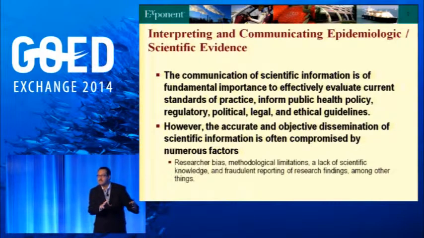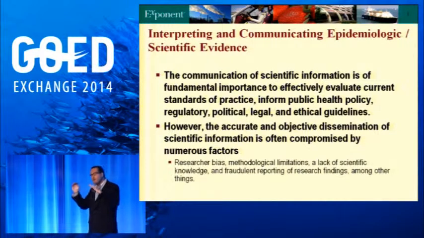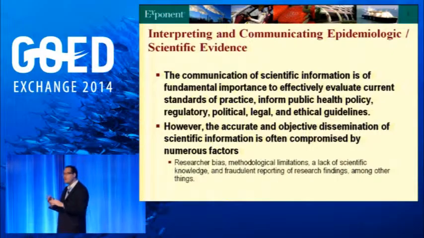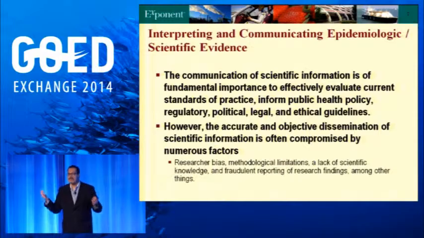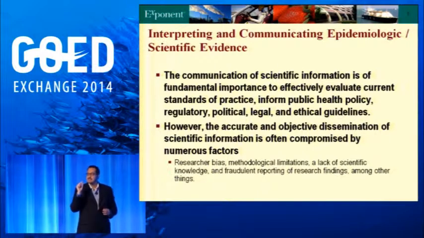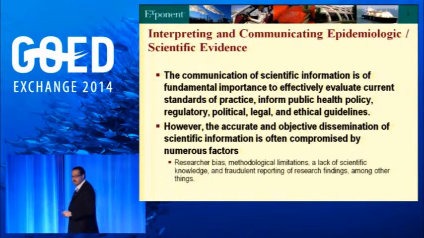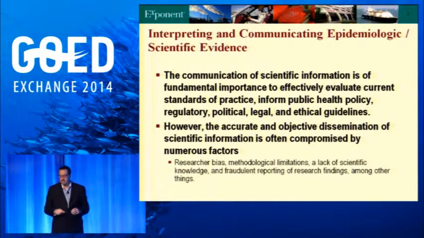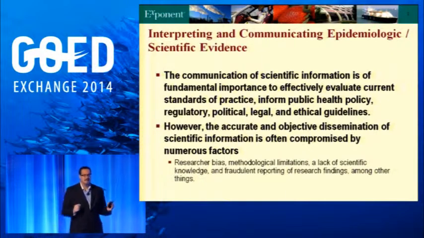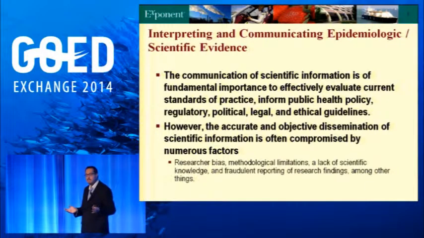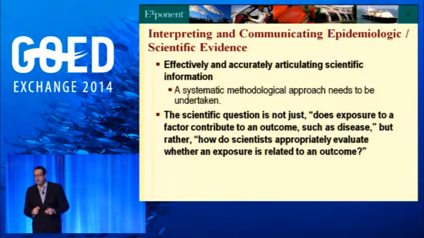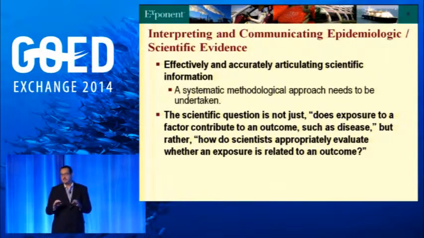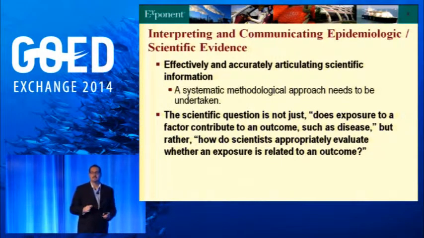There may be real associations, real scientists doing real things, but we all have some type of biases. There's always methodological limitations. Again, it gets back to this overarching theme, the totality of the evidence. So we can't take a study in isolation and make public health policy or changes based on that single study. We may have researcher bias, methodological limitations, lack of scientific knowledge, dare I say fraud as well. So we have to sort through all of these issues. And then we can start, perhaps, to effectively and accurately articulate scientific information.